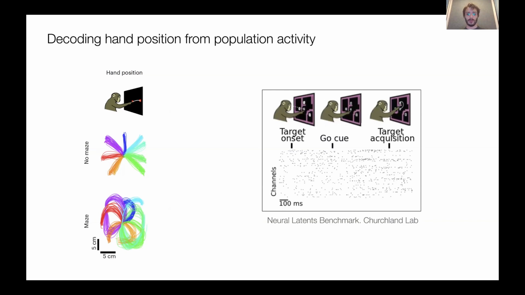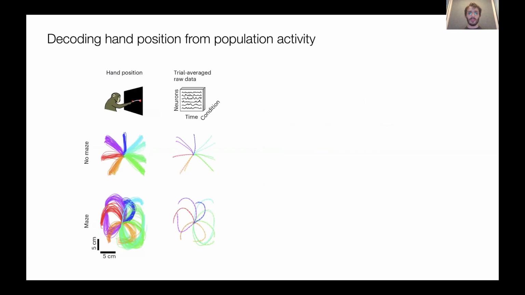To illustrate this, I'll show data from, again, a reaching task, where a monkey is starting at the center of the screen with its arm and tries to move towards a particular target. And there can be a maze or no maze. If there is a maze, the monkey has to go around it. The first thing that we can do is just average the data within each condition, so within each target location, to get this data tensor, and then just regress the neural activity to the behavioral variable, the position of the hand of the animal.